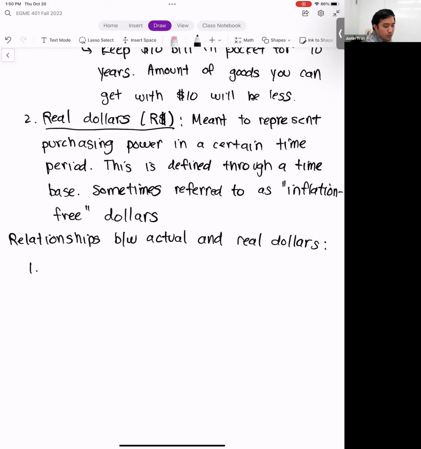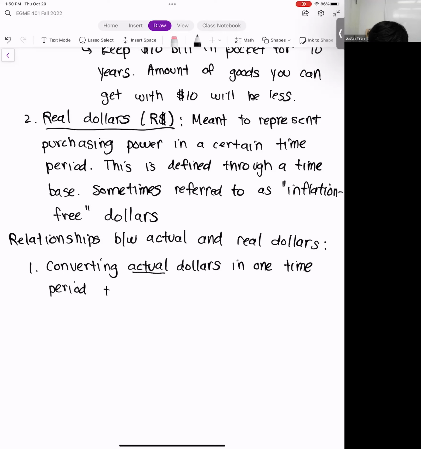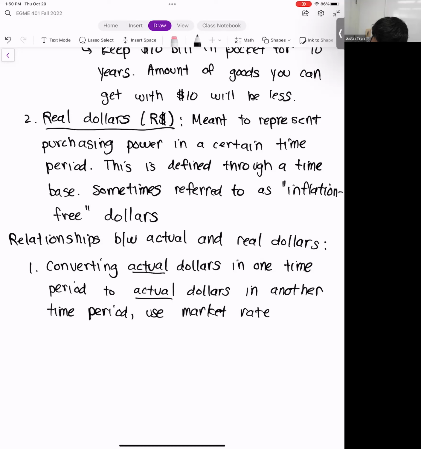All right, so rule one is when you're converting between actual dollars in one time period to actual dollars in another time period, then you're basically going from actual to actual, then you're going to use the market rate. Okay. So that's what we did in the previous example.